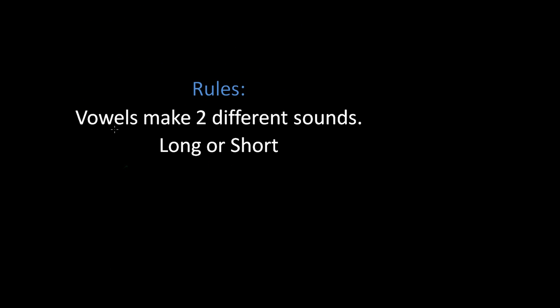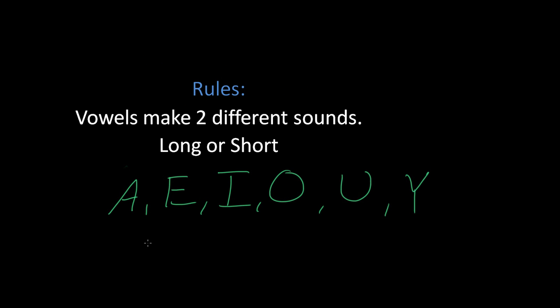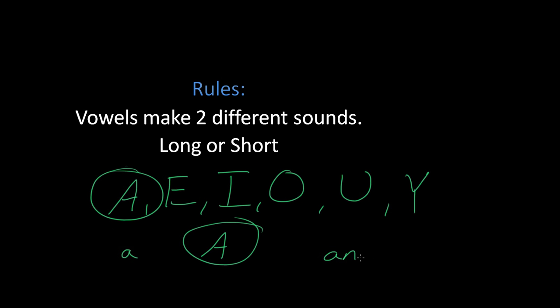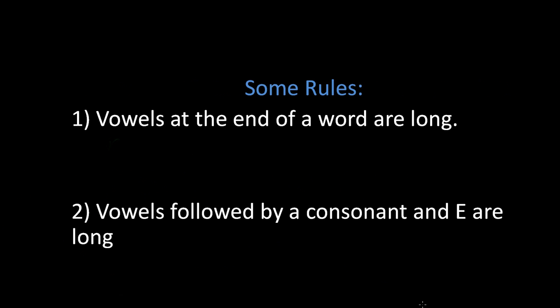So some general rules. Vowels make two different sounds. And what are the key vowels? They are A, E, I, O, U, and then sometimes Y. So in particular, let's focus on A. We know that A has two sounds. It has a short sound, or a long sound. So when A is all by itself, it is the word A. If we were to put an N behind A, it is now soft, and it is now an, or and, or can. That's the general idea. So let's look at that idea a little bit more.